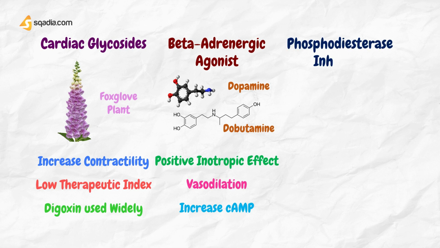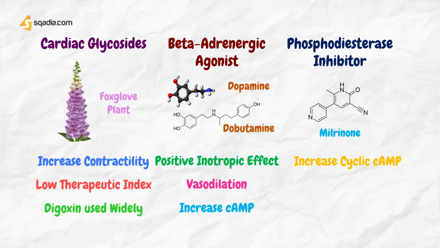Lastly, milrinone is a phosphodiesterase inhibitor that increases the intracellular concentration of cyclic AMP, cAMP. Like beta-adrenergic agonists, this results in an increase of intracellular calcium and therefore cardiac contractility. Long-term, milrinone therapy may be associated with a substantial increased risk of mortality.